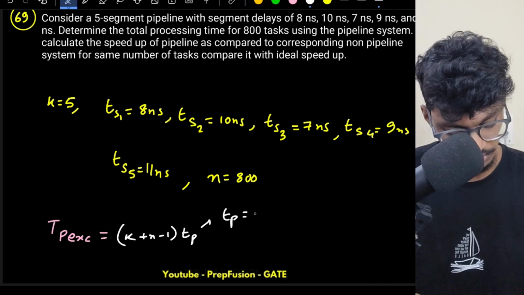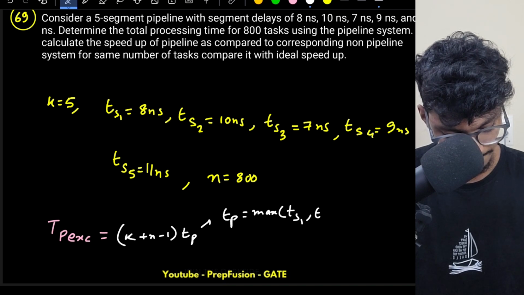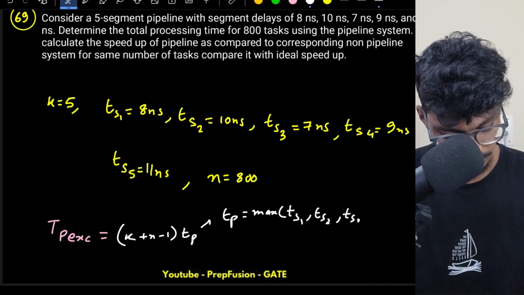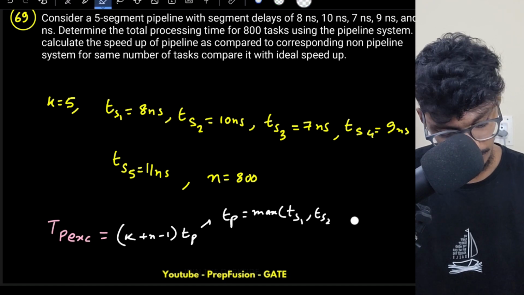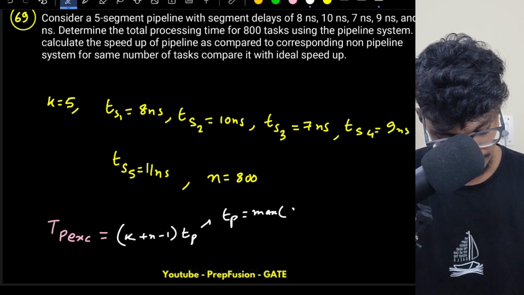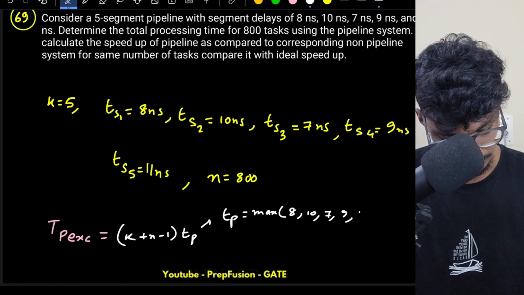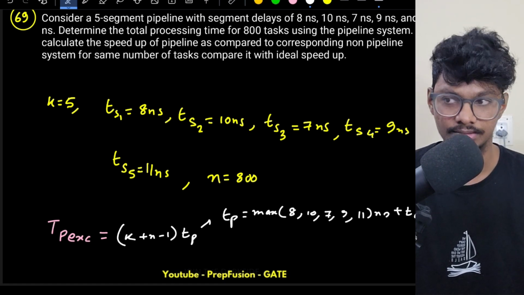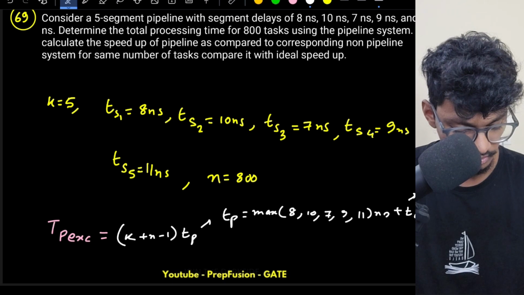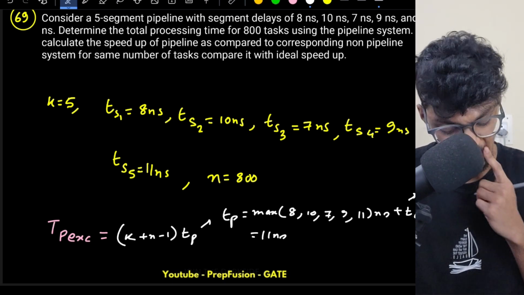So my TP will be equal to the max of TS1, TS2, TS3, TS4, or I can directly write it: 8, 10, 7, 9 and 11 nanoseconds, plus the delay of the register. But no delay has been mentioned, so I will assume it to be 0. So my TP will be the maximum of these, that is 11 nanoseconds.